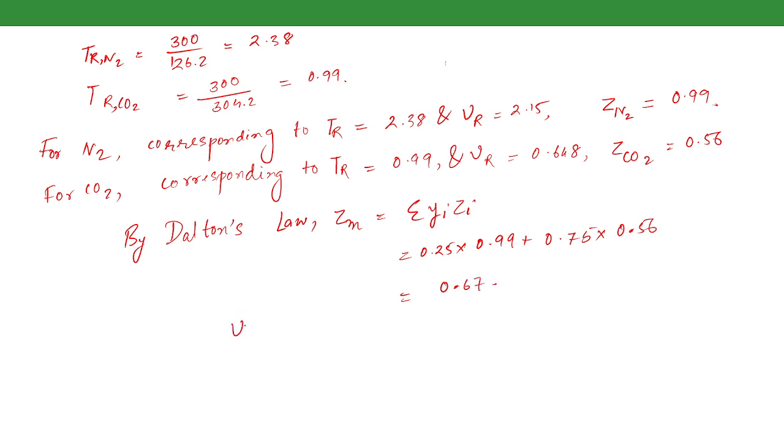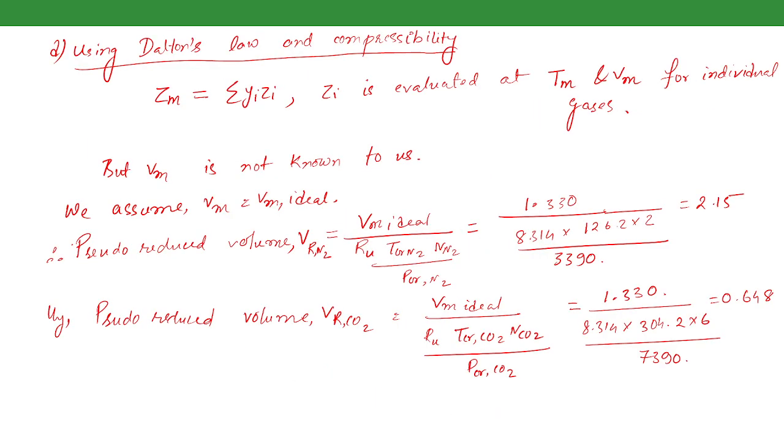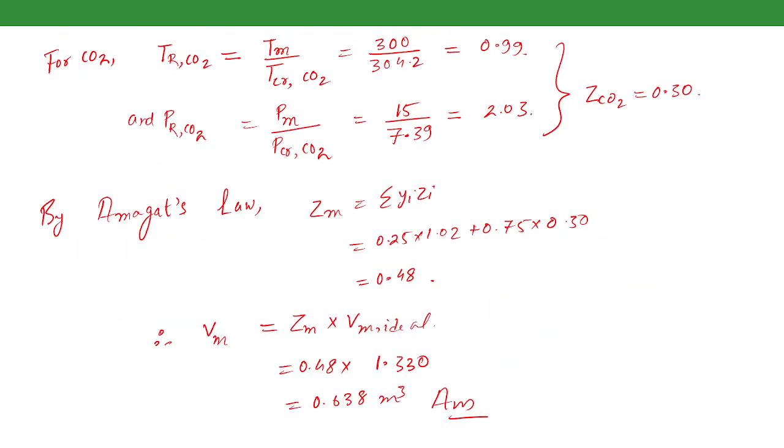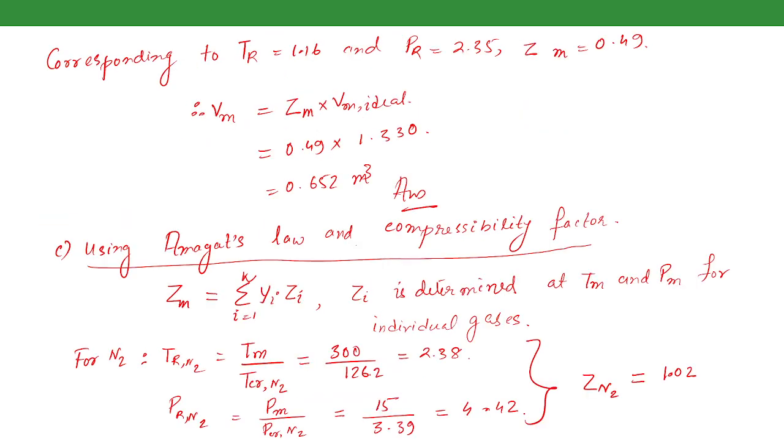Accordingly, the volume of the mixture from this Dalton's law and the compressibility will be equal to this compressibility factor that we have determined, multiplied by the volume that was obtained from the ideal gas equation. So this is 0.67 multiplied by 1.330, that is equal to 0.891 meter cube. So basically we can see how it changes from one consideration to another.